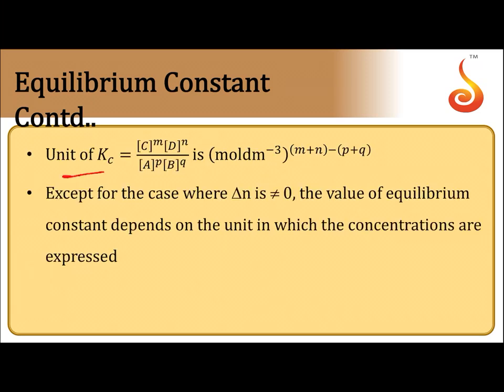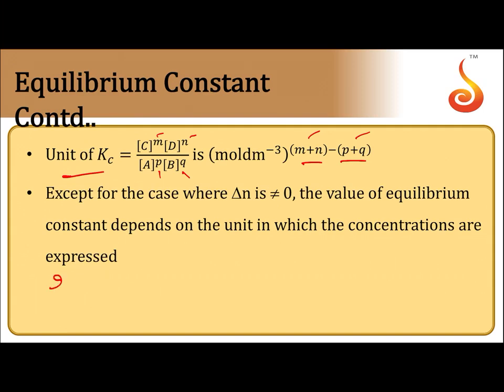So the expression will be C to the power of m, D to the power of n by A power p, B power q. All these m, n, p and q are stoichiometric coefficients in a balanced equation. So delta n will be equal to m plus n minus p plus q, that is, the number of moles of gaseous products minus the number of moles of reactants, which can be taken as delta n.